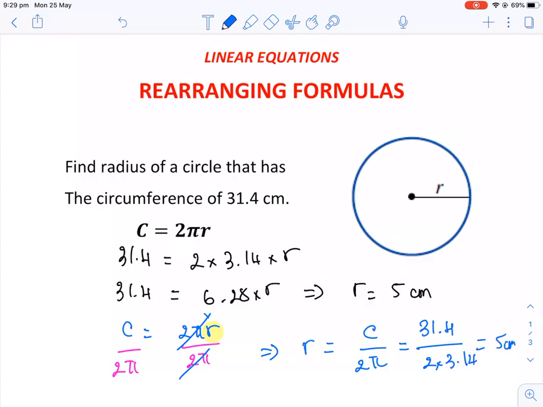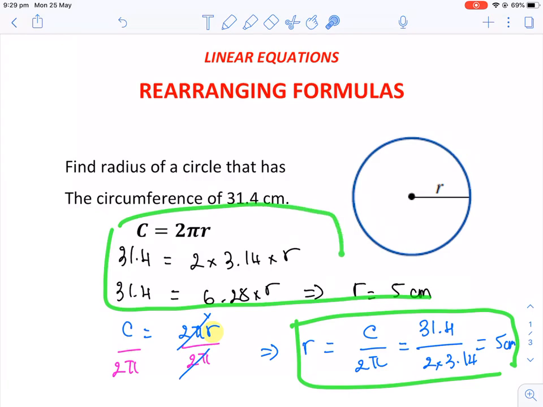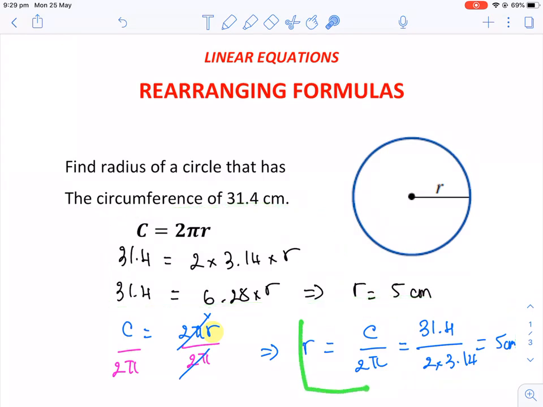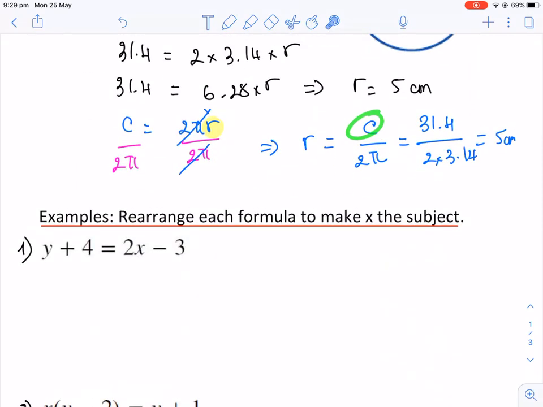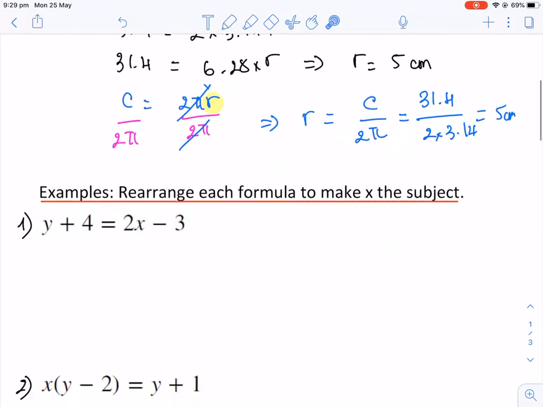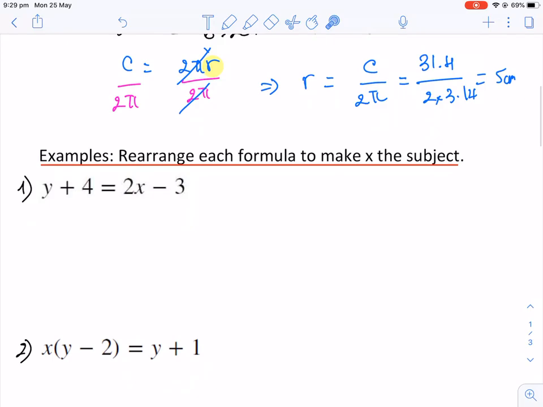So there are two different methods. You can substitute the value of c straight away in the formula and find r, or you can make r the subject of the equation, and then find the value of r by substituting the value of c. All right, so you know how to rearrange the formula. We're going to use that method to do the examples.